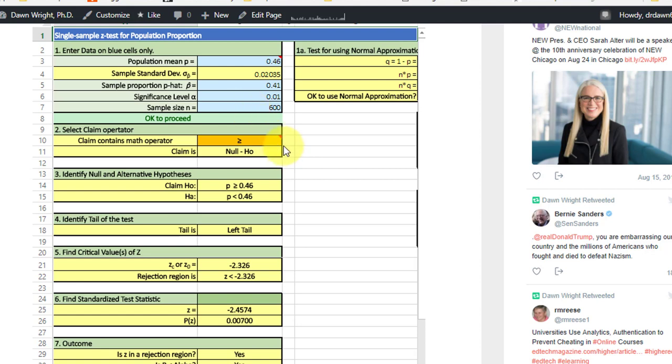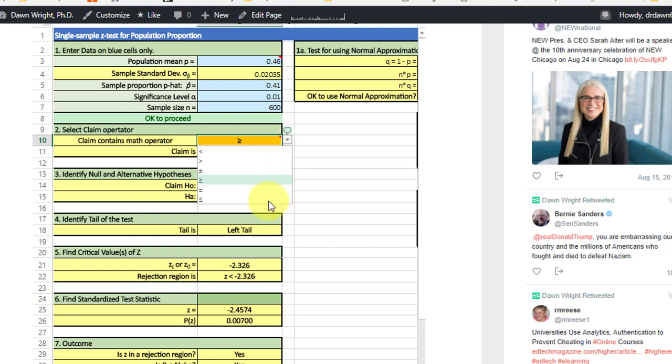The next thing we need to do is select the claim math operator. Remember that in this case, it said that the researcher says at least 46%, so that's the greater than or equal. To change that, you just click on it and then select the right operator, and we select the greater than or equal, and that tells us automatically that the claim is the null. We know that restating it in math formalization, we've got that P is greater than or equal to 0.46. The alternative is P less than 0.46. The calculator gives you that. It tells you it's a left tail test, which again, because it's pointing to the left, it is left tail. That means our critical value of Z is going to be negative, always for a left tail test.